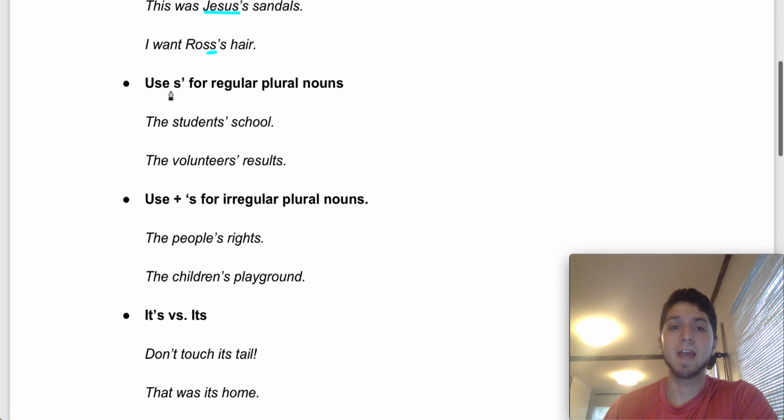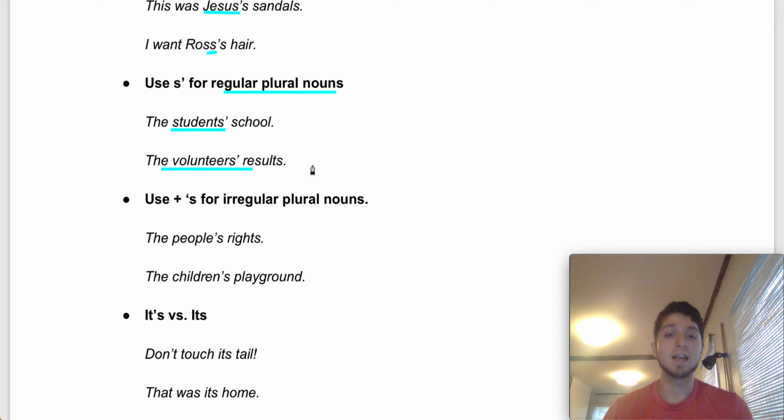The third rule is to use S apostrophe for regular plural nouns. So let's say, for example, student. Student is singular, but we want to say plural. We say students, and we want to talk about their school. All we do is add an apostrophe at the end of this plural noun. Same thing here. Volunteers, ends in plural S, put an apostrophe. Then we get possessive plural: volunteers' results.